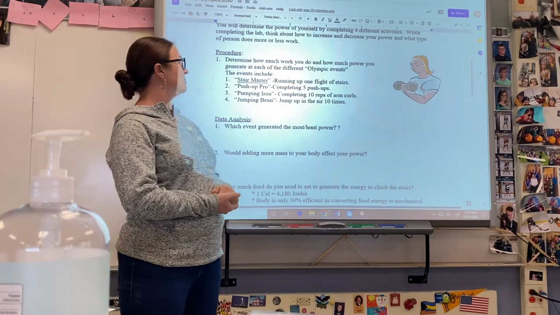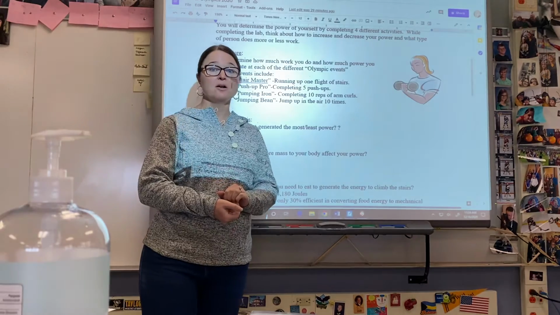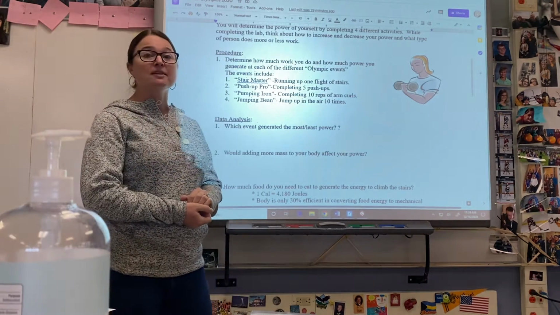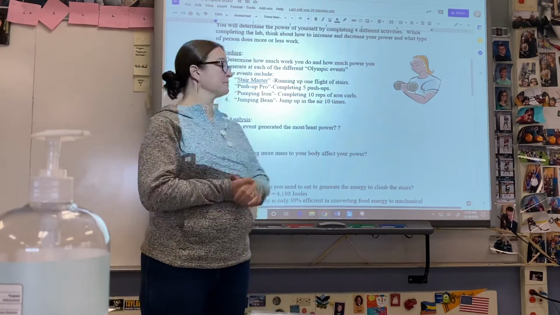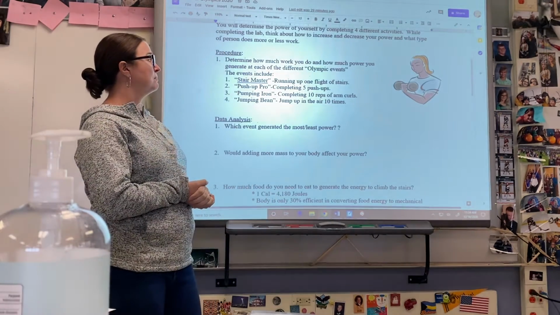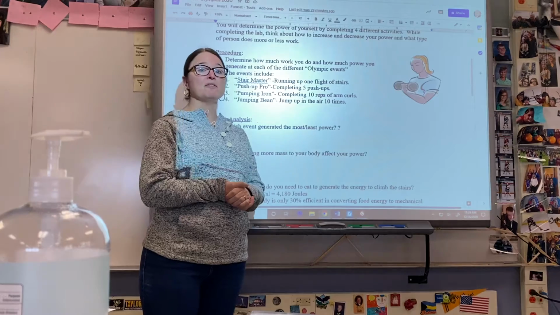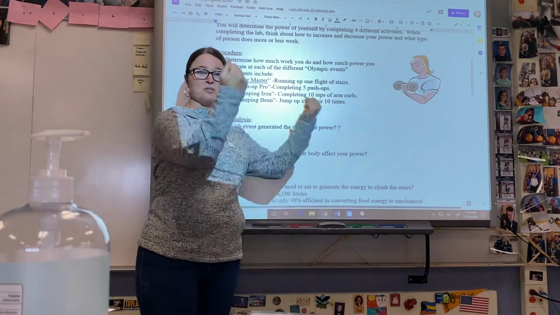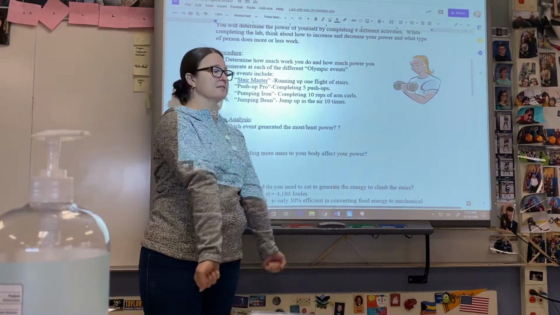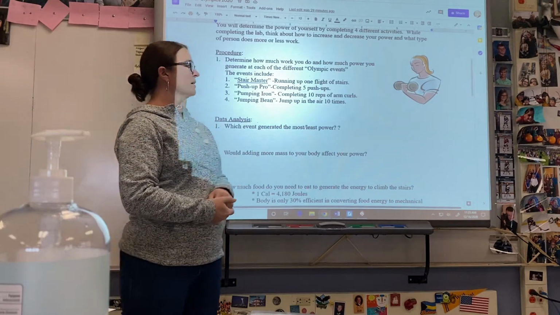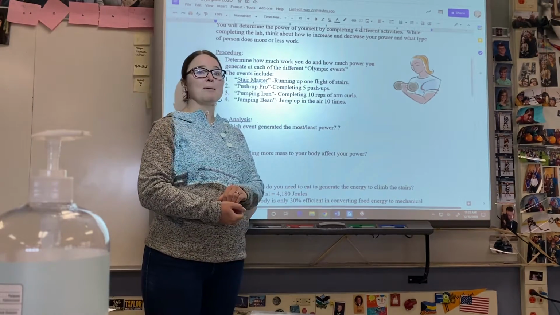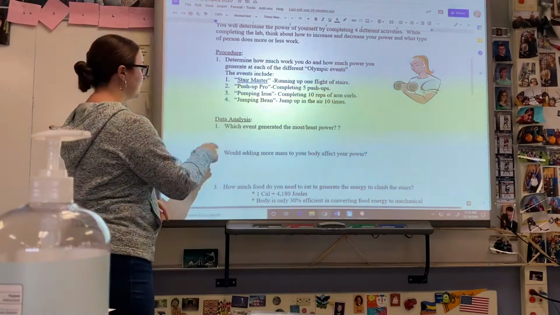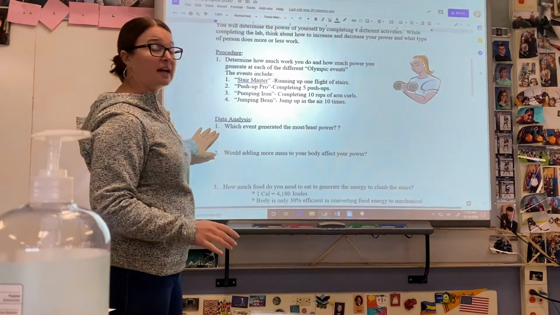The first one is going to be called the Stairmaster, where I'm going to ask you to run up a flight of stairs. Hopefully everybody has a set of stairs in their house. The second one is called Push-Up Pro, where you're going to complete 5 push-ups. The third one is called Pumping Iron, where you're going to do some arm curls like this. And the fourth one is called Jumping Bean, where you're going to jump up in the air 10 times. All right, so once you're done with that, you're going to answer these data analysis questions.